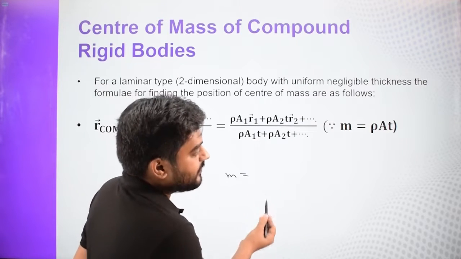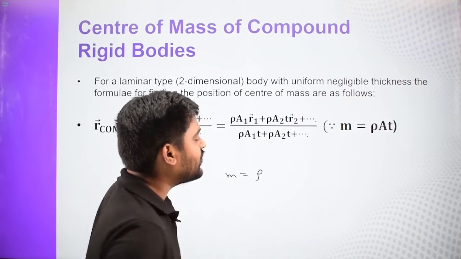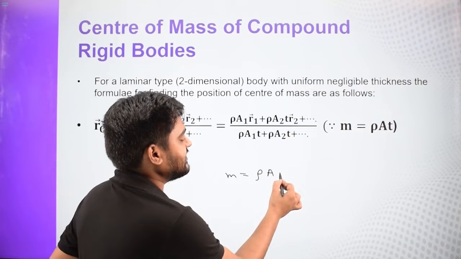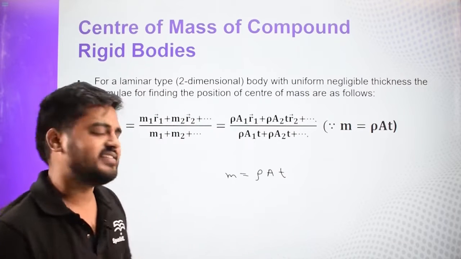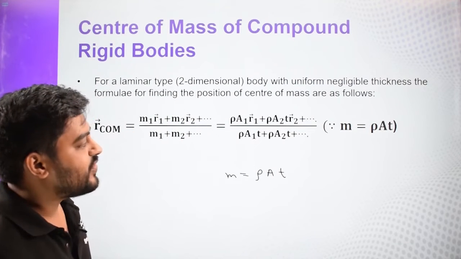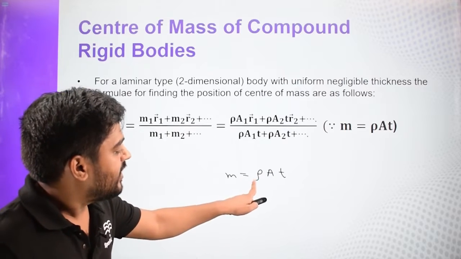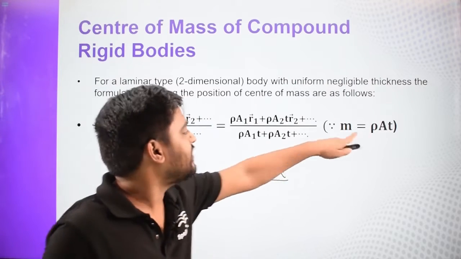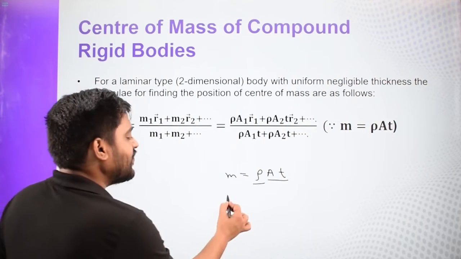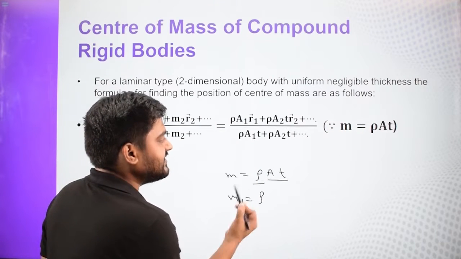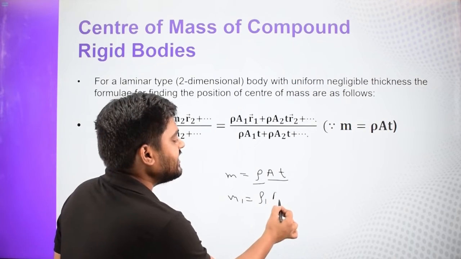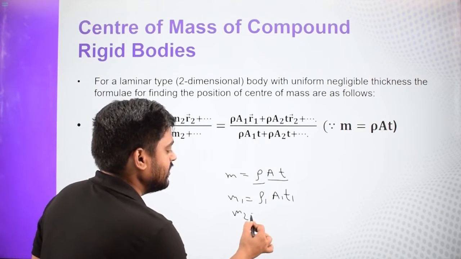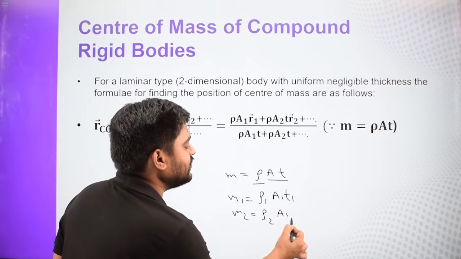So density into volume, which is area of cross section into thickness. Let us say the very small thickness is T, right? So that density into volume is going to be the mass. This formula is given over here. All the masses can be written like that. So M1 is basically density 1, area 1 and thickness 1. Mass 2 is density 2, area 2, thickness 2.